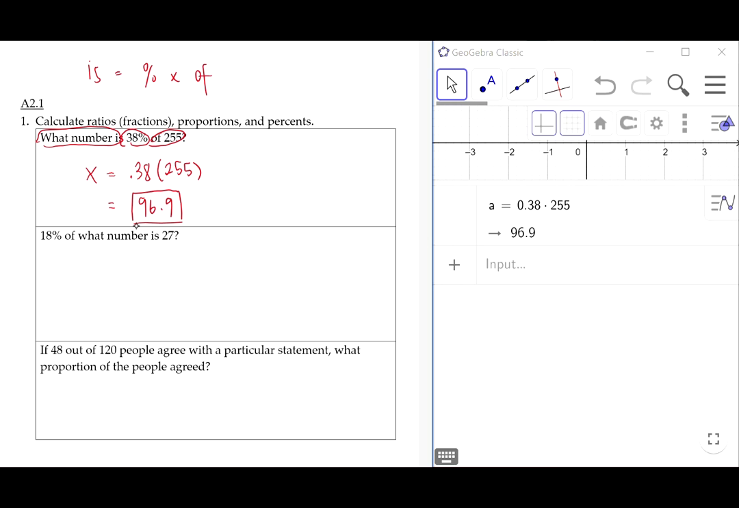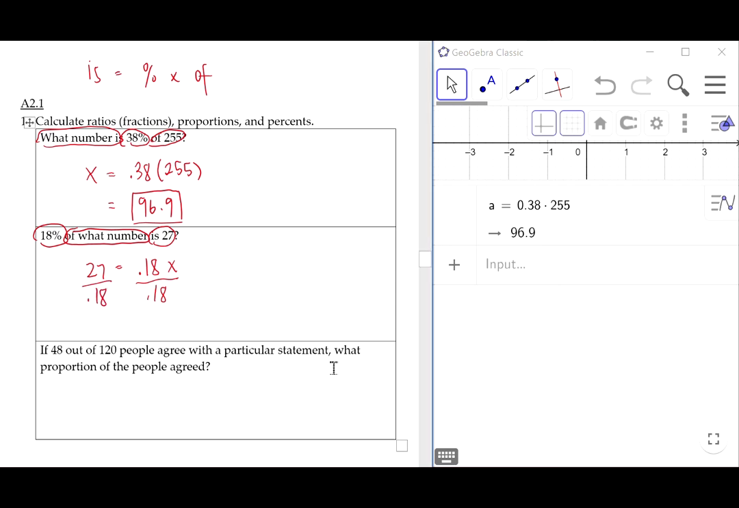Next, 18% of what number is 27? Okay, so my percent is 18%. My of number is what I'm looking for. Of what number? And my is number is 27. So again, we'll set it up. The is 27 equals the percent, which I'll write as a decimal, 0.18, times, and I'm going to put an X because the of number is what I'm looking for. I want to solve for X. So to get that X by itself, I'm going to divide both sides by 0.18.